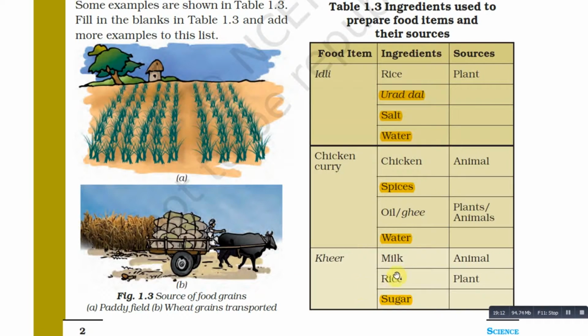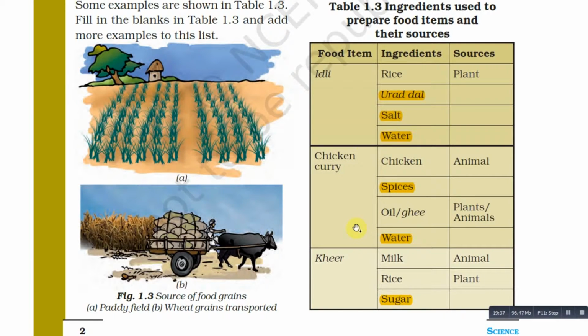So ingredients are milk, rice and sugar. Now milk is not coming from the plant, it is coming from the animal. The rice is coming from the plant. Same way, from where sugar is coming, that you have to think and you have to write. For all food items what you have listed in table 1.2, you have to write all of that in this.